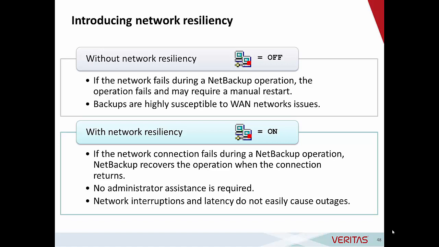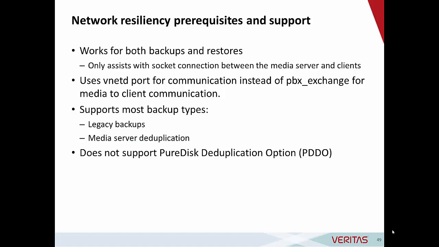to manually restart it or wait for a retry. With the network resiliency feature on, if the network connection fails during an operation, NetBackup can recover the operation without intervention. Basically, it can reestablish the connection without administrator assistance, and the backup job runs successfully. This can be a great time saver, again, especially when you're dealing with high latency or shaky WANs.